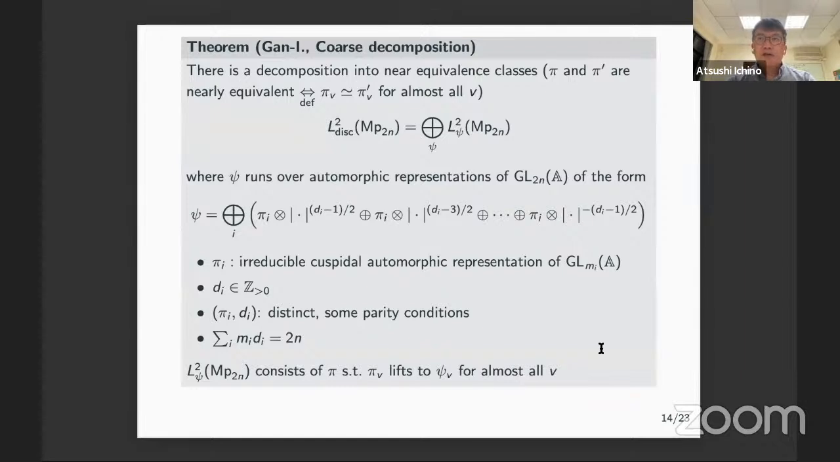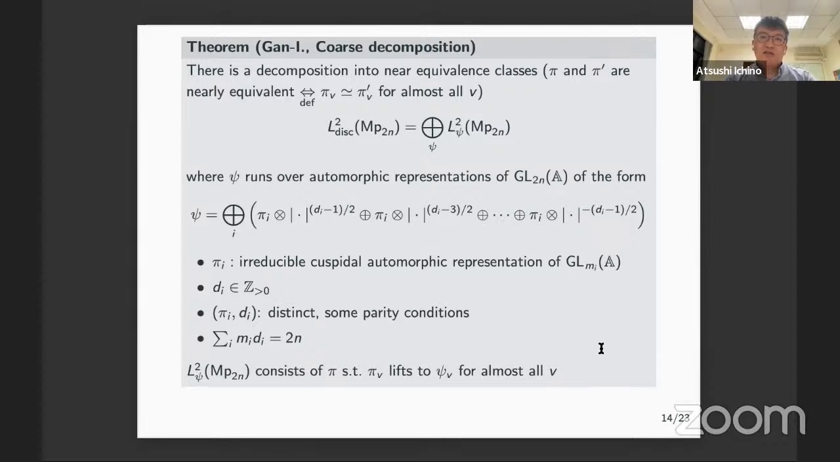So this result can be discovered in two steps. The first one is the coarse decomposition. We would like to describe the irreducible decomposition eventually, but first we use some coarser equivalence relation than the usual one. Namely, we say the two representations, pi and pi prime, are nearly equivalent if and only if they are isomorphic for almost all v.